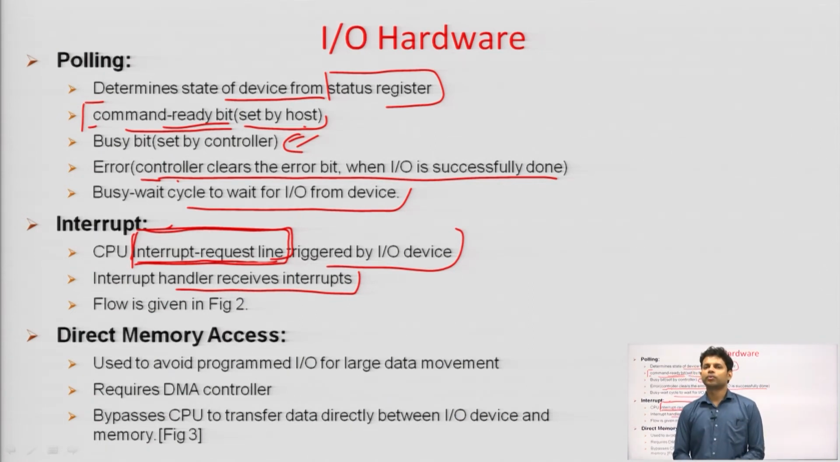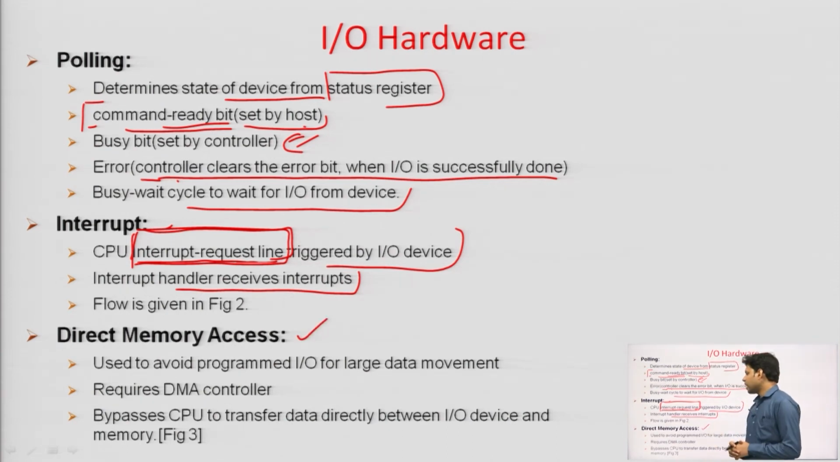I have already told you that we will see the interrupt handler when we see the input output hardware. Now the next method is direct memory access. Direct memory access is used to avoid programmed I/O.